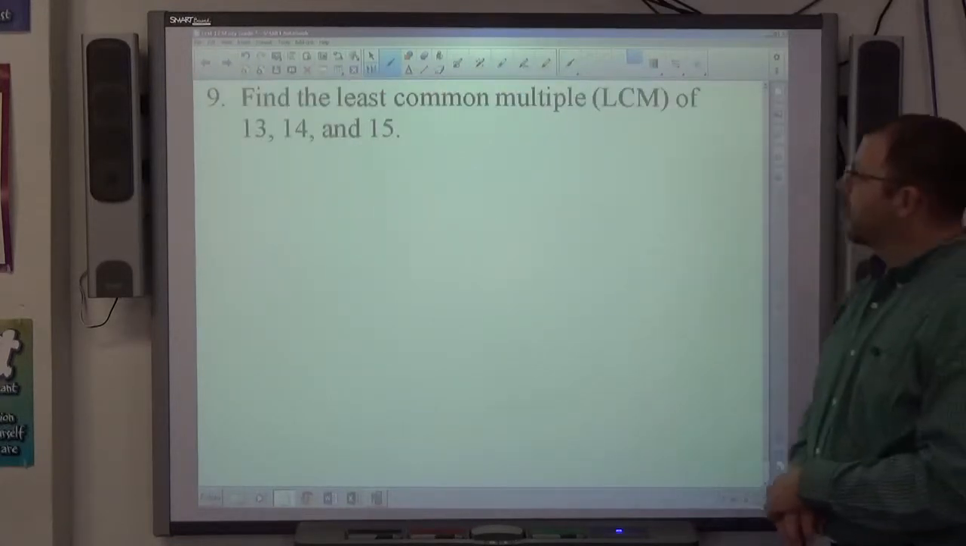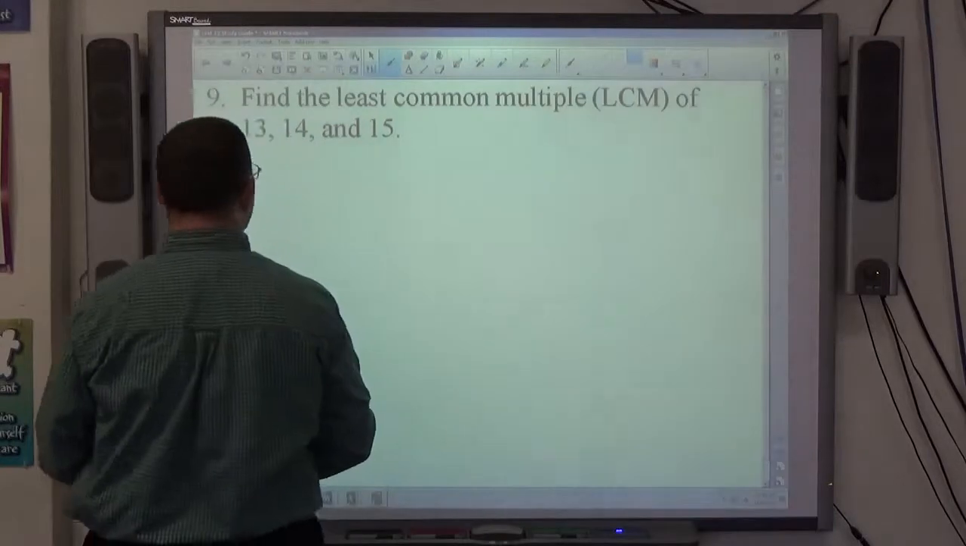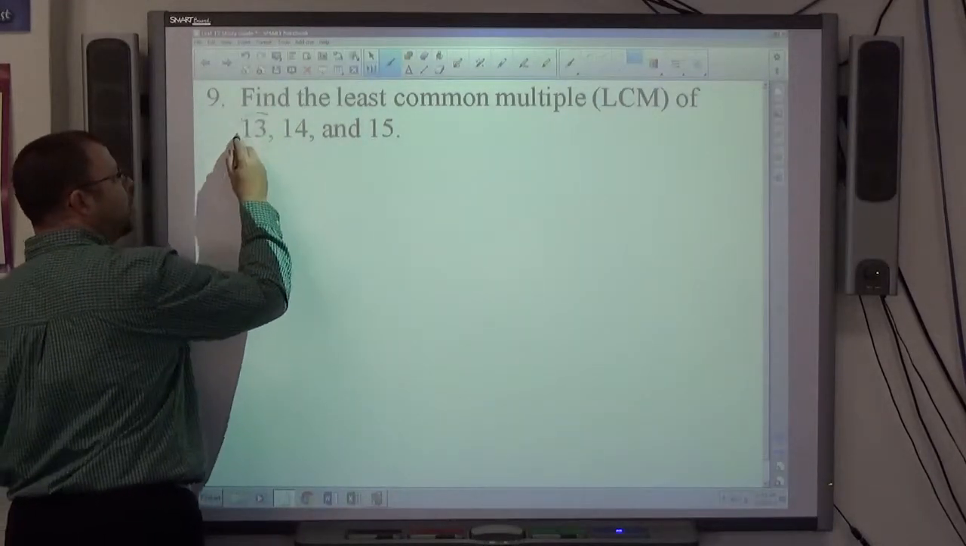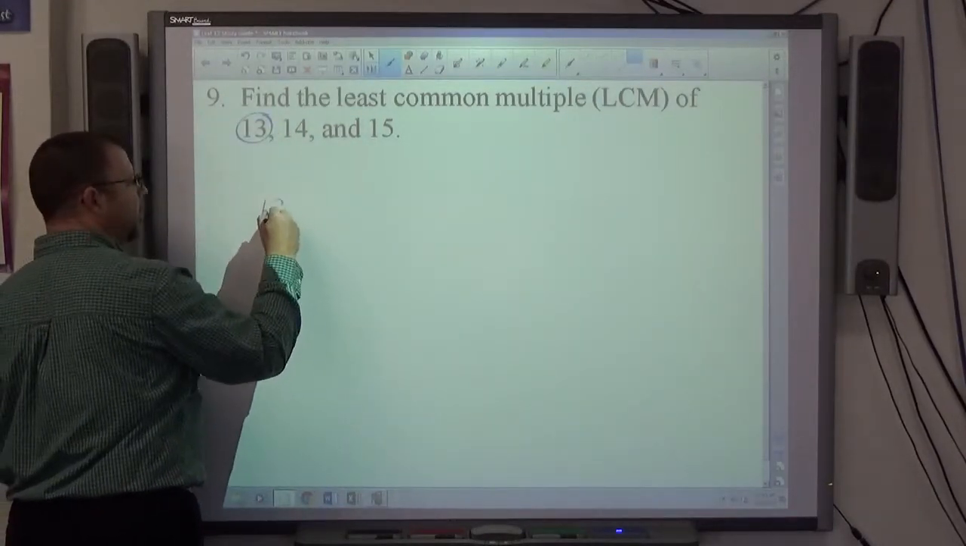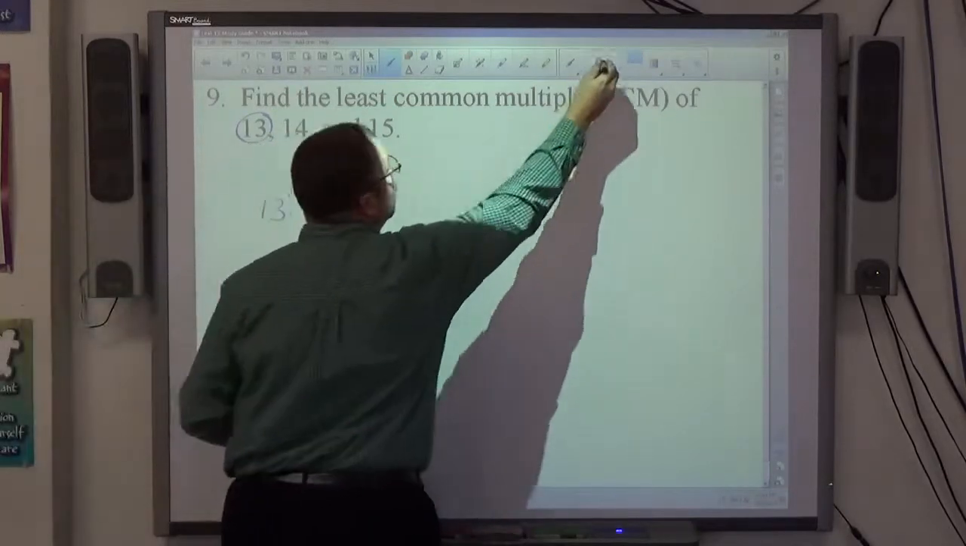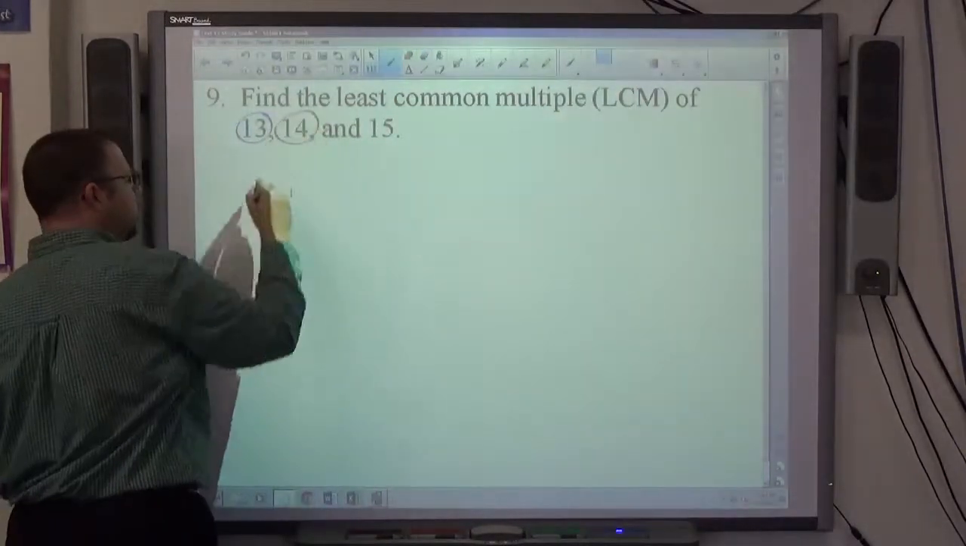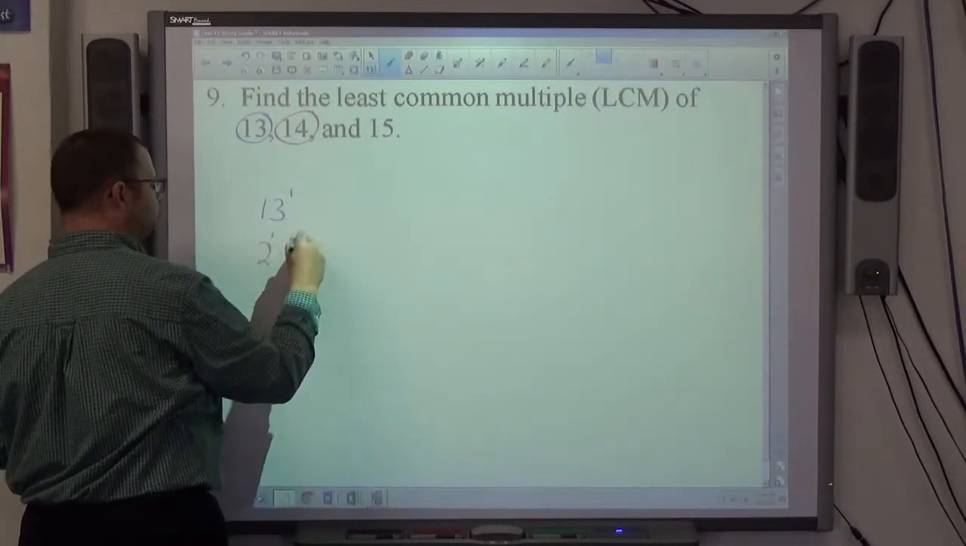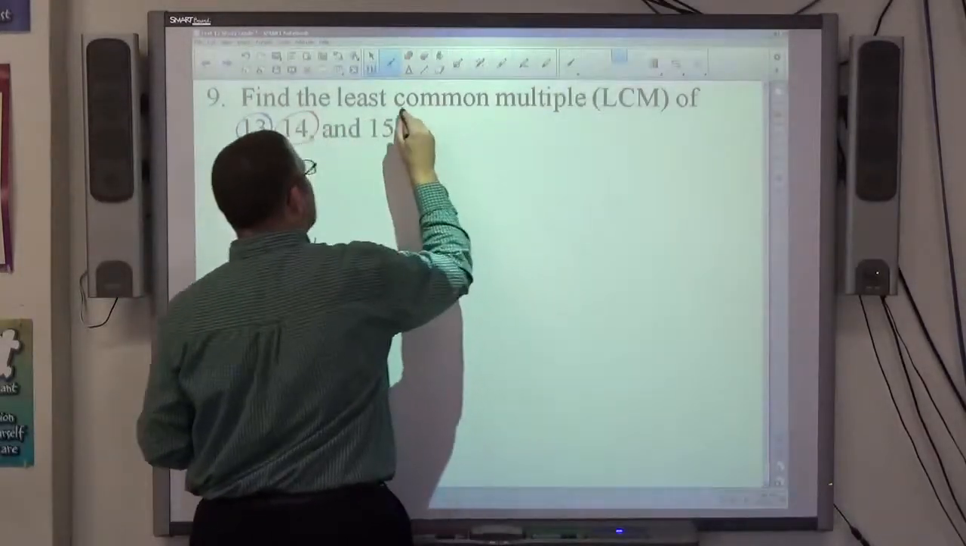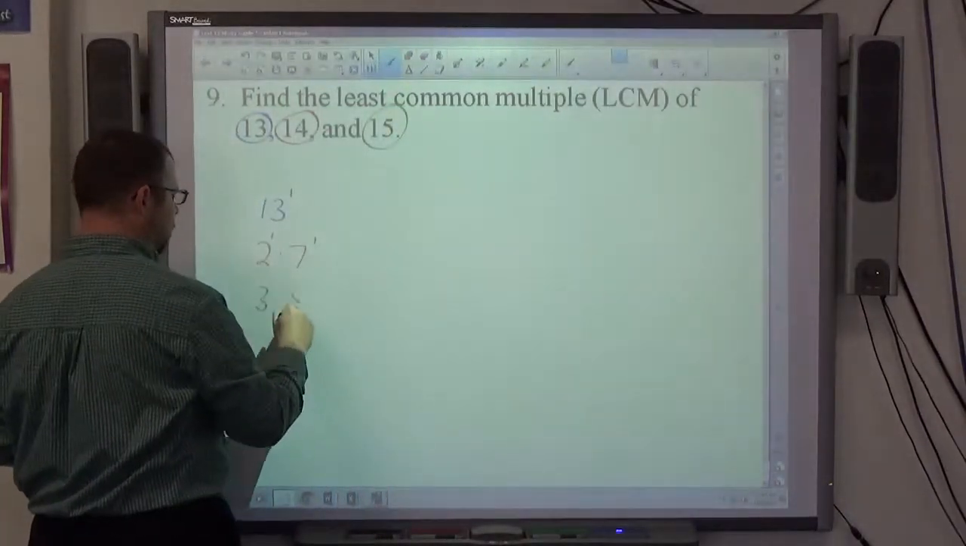Number 9, least common multiple of 13, 14, and 15. What I want is a prime factorization of each of these numbers. 13 is prime, so I can't do anything to that. 14 is 2 times 7, both to the first power. 15 is 3 times 5, both to the first power.